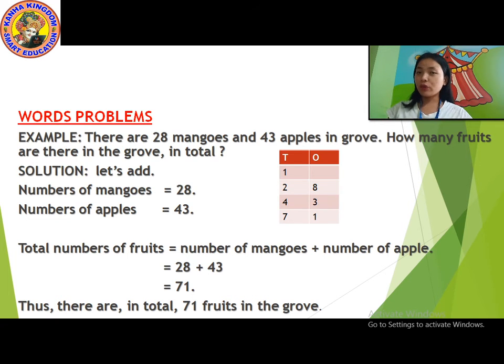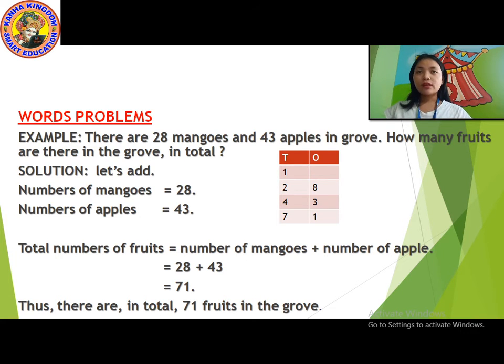So how do we find out? By adding the number of mangoes and the number of apples. After adding all this, we come to know the total number of fruits in that group is 71, right? 71 fruits are in the group, right student? So this is the way of solving a word problem.